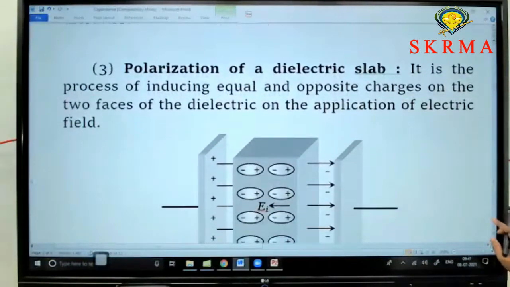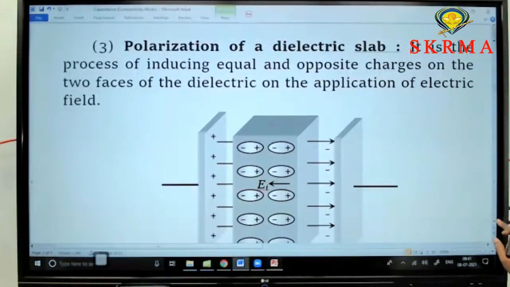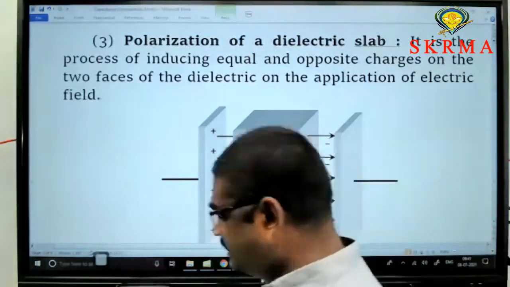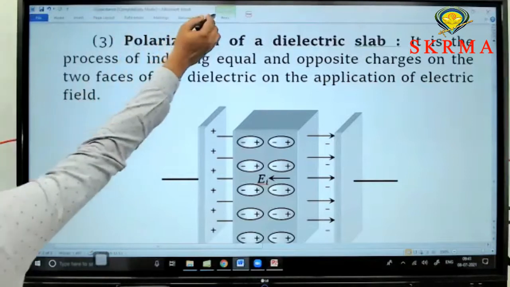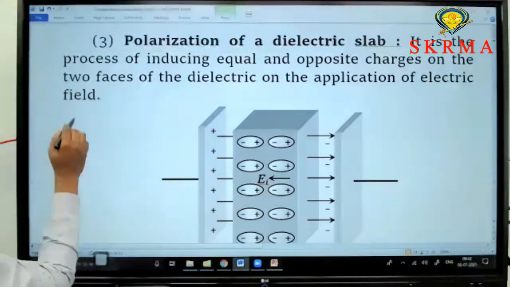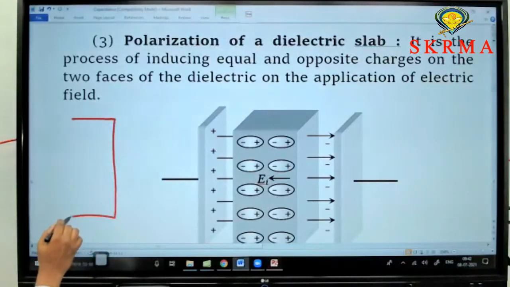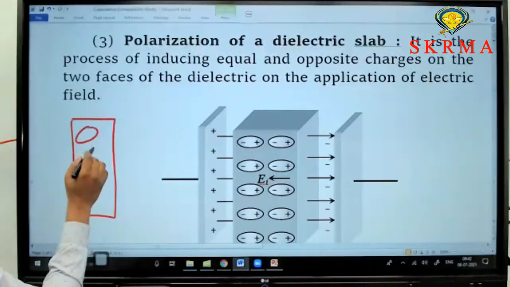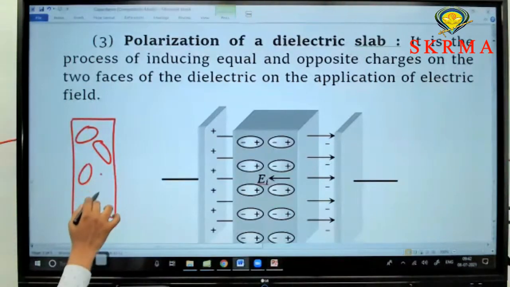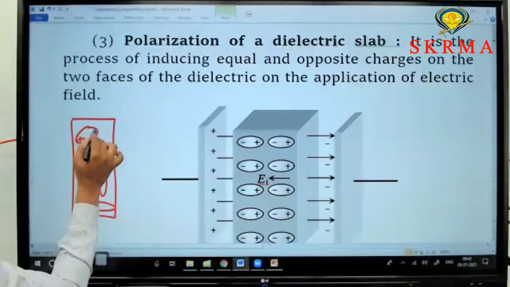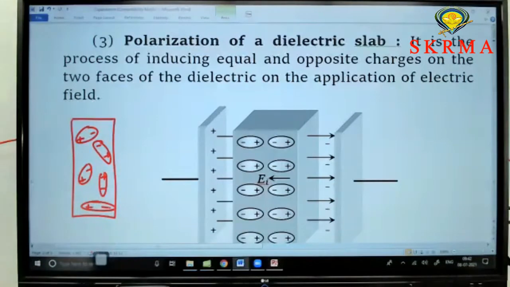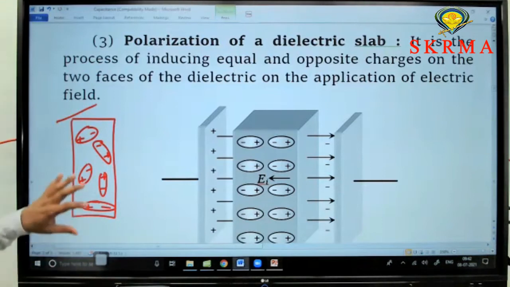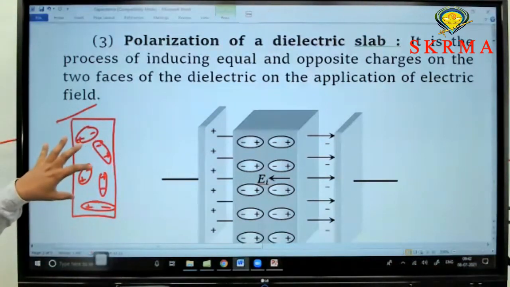Next concept, polarization. For example, a dielectric is there. Just consider a dielectric, and assume that this slab is a dielectric. For this dielectric, the dipoles are randomly distributed: plus minus, minus plus, minus plus, plus minus, plus minus.